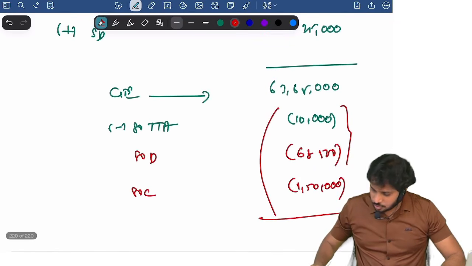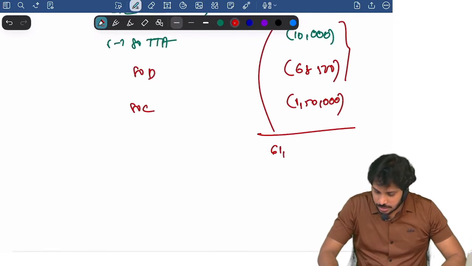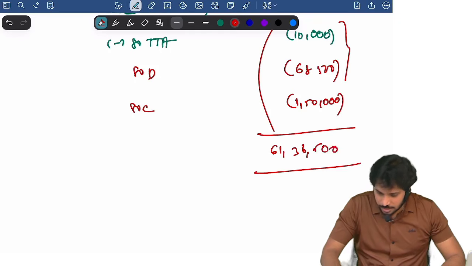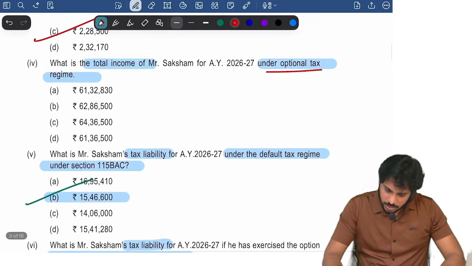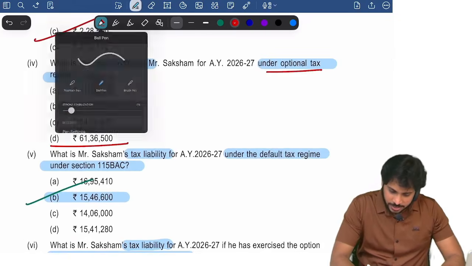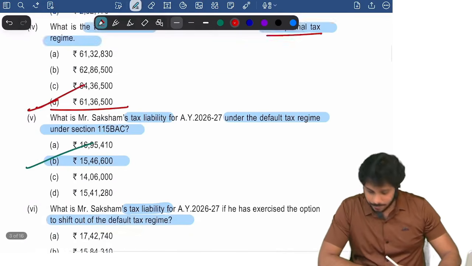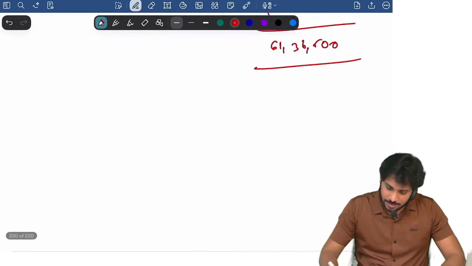So what is the total income? 65,000 minus 2,28,500 is equal to 61,36,500. What is the tag? What is it under the optional tax regime? 61,36,500. Correct? The answer is D. And now what is the tax liability? Very simple. Yes or no?